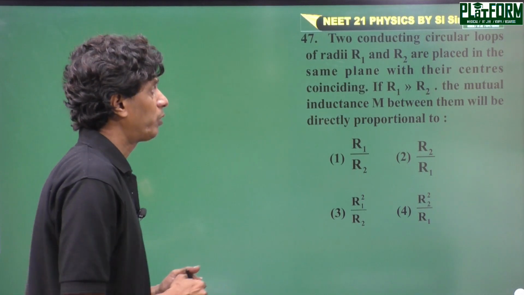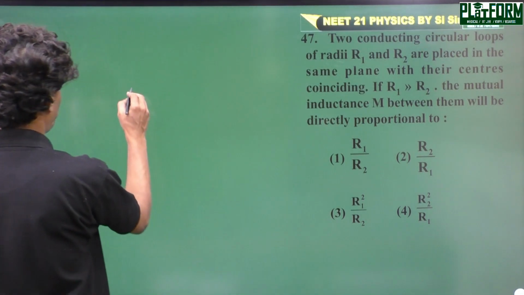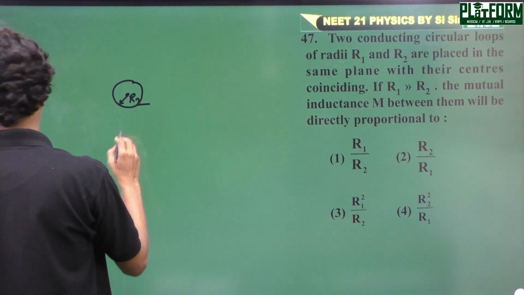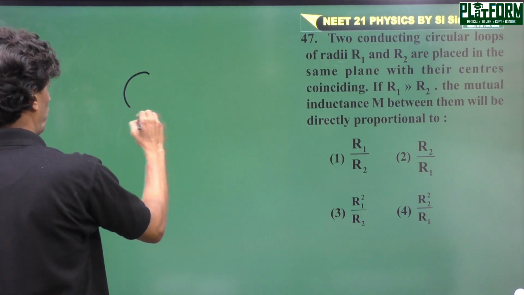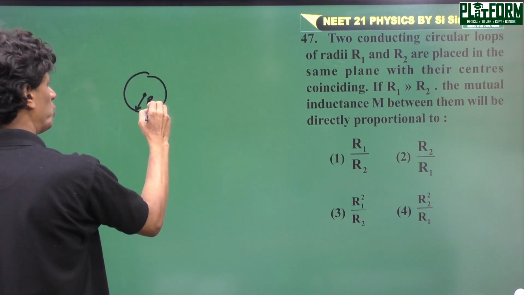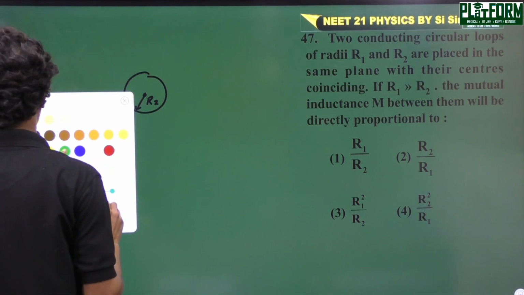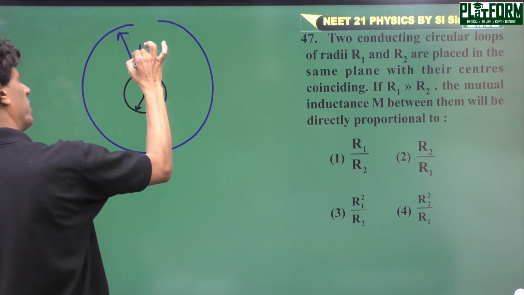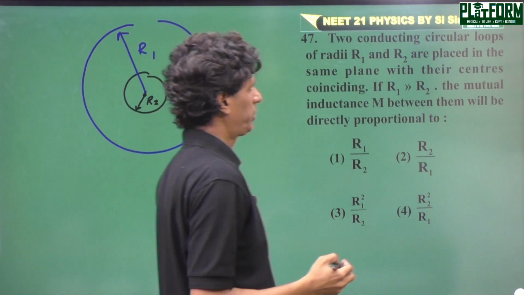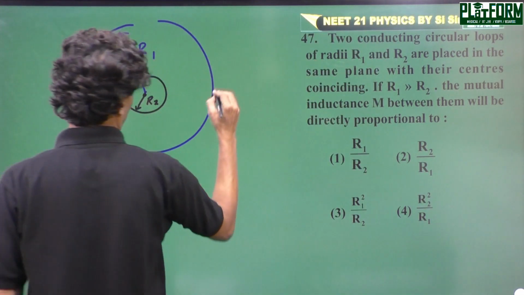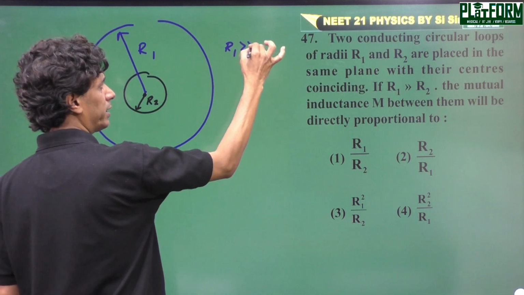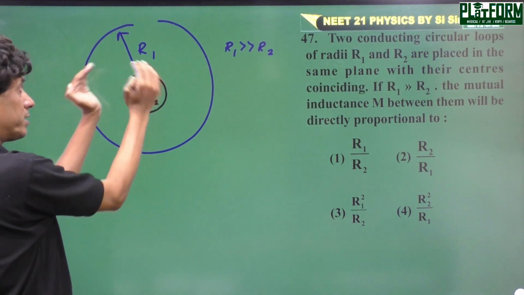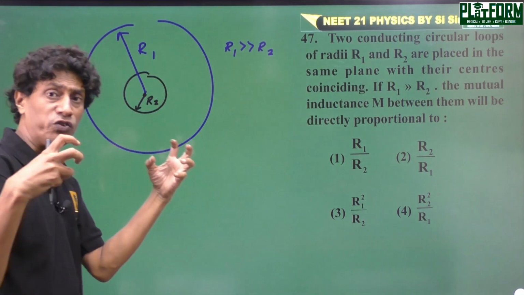Two conducting circular loops are placed in the same plane. One is very small, radius R2, and the other is larger, radius R1. Because it is given in the problem that R1 is greater than R2, in the central region of the coil of radius R1 we will get a uniform magnetic field.